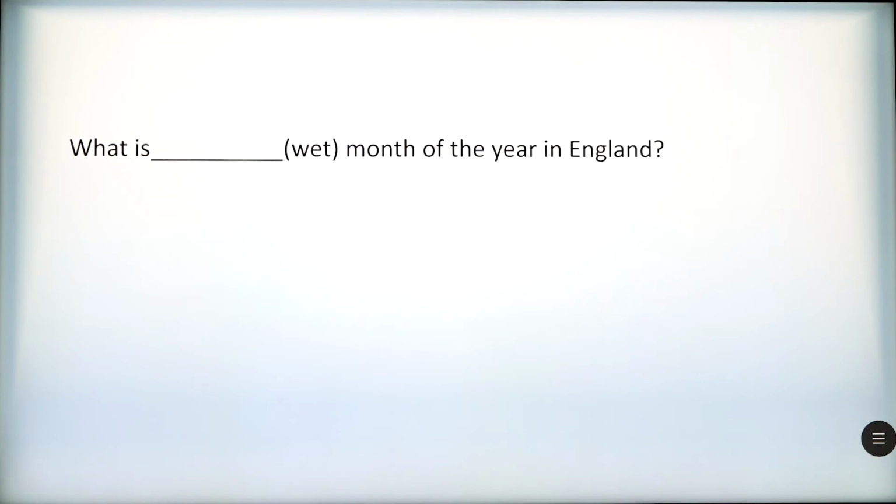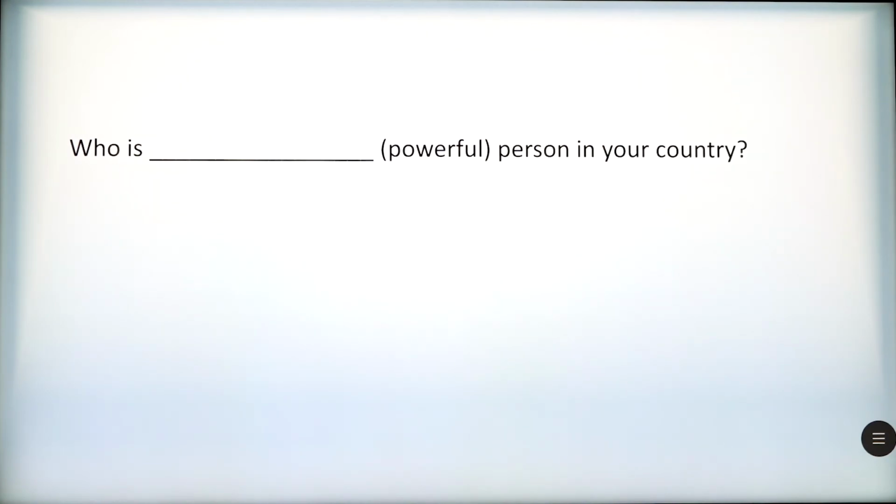There's another sentence which you need to complete by using the adjective wet. So the correct sentence would be like, what is the wettest month of the year in England? Please try to complete this sentence. And the correct form would be like, who is the most powerful person in your country?